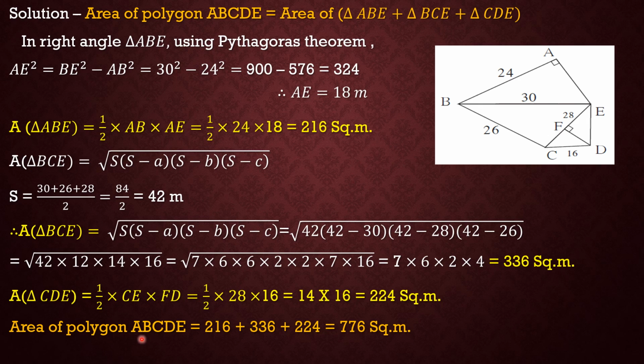So area of polygon ABCDE is equal to area of triangle ABE, which is 216, plus area of triangle BCE, which is 336, plus area of triangle CDE, which is 224. Now adding all these we get 776 square meter. This is the area of polygon ABCDE. Thus we can find the area of any irregular shaped polygon by this method.